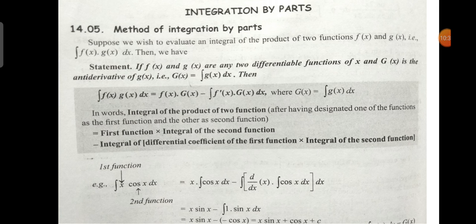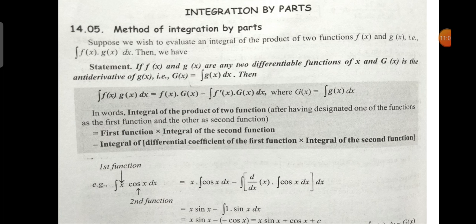That is, the integration of the product of two functions, it is the product formula also: first function into the integral of the second function, minus the integral of the derivative of the first function into the integral of the second function. Okay, this is the method of integration by parts.